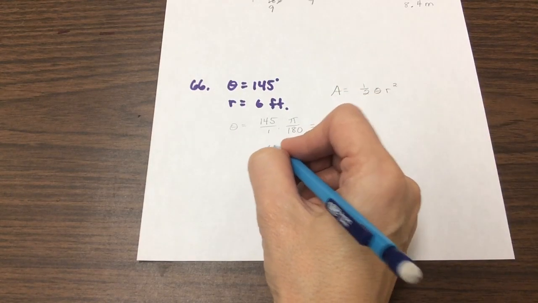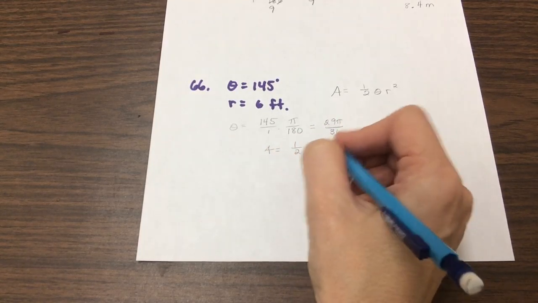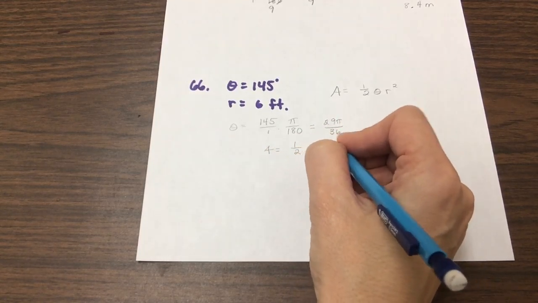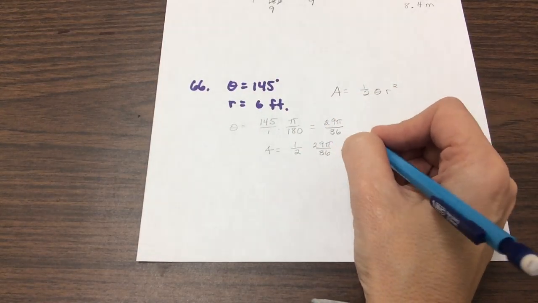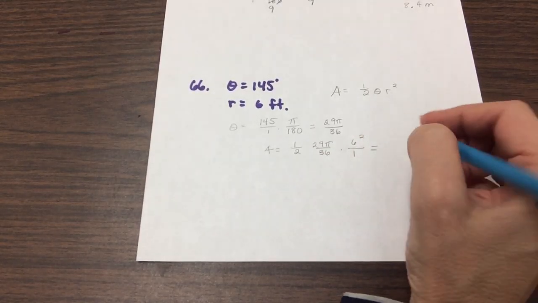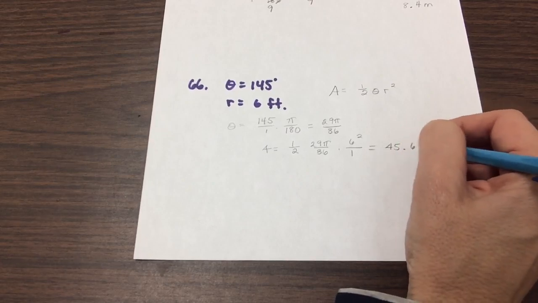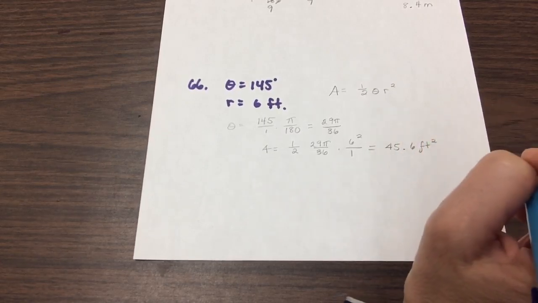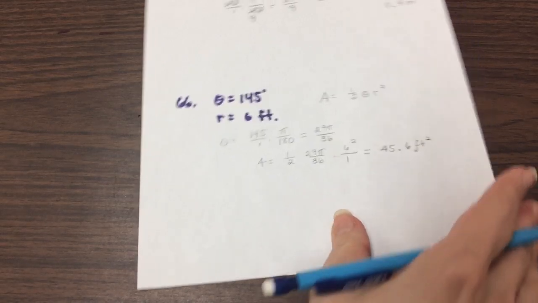So my area is going to equal 1/2 times theta, which is 29 pi over 36, times r squared, which is 6 squared. Plug that straight in your calculator. You get approximately 45.6 feet squared for your area. Okay, I'm going to do one more.